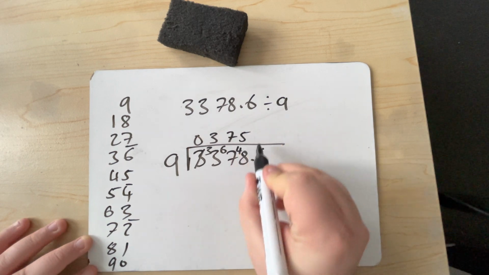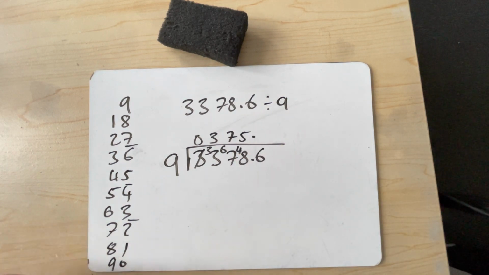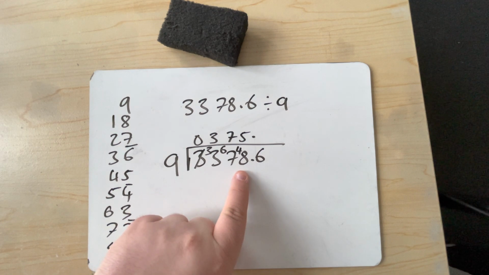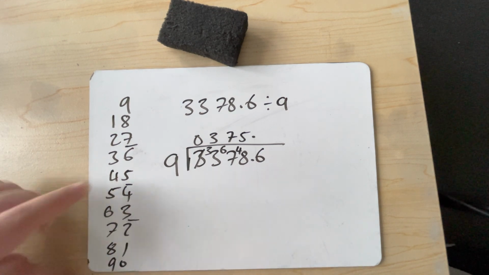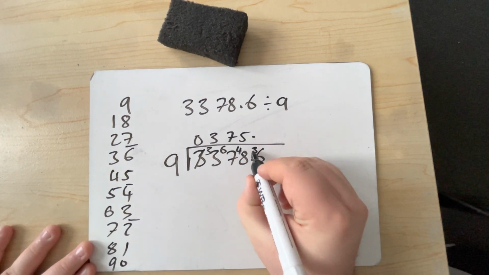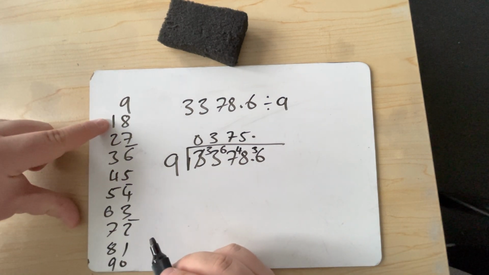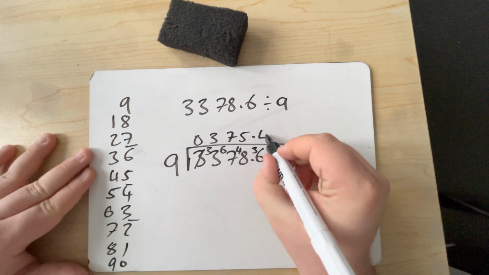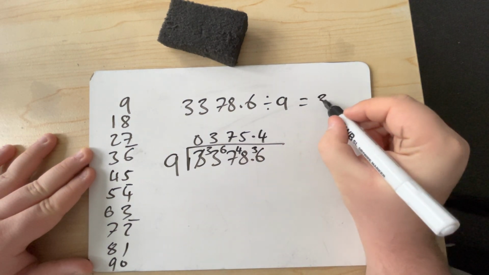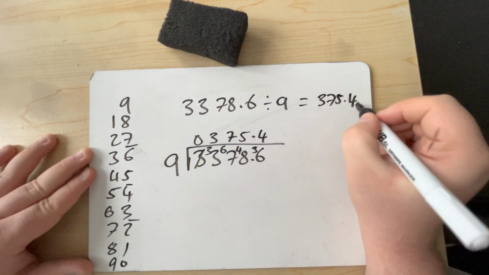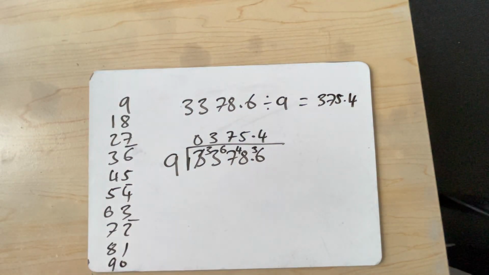Now, the decimal point's already here for us, so we can just move it across. Now, I had 48. Here's 45, so we're going to move 3 across. And you can see 36 is 1, 2, 3, 4. So your answer should be 375.4. Right, we've got one more to do.